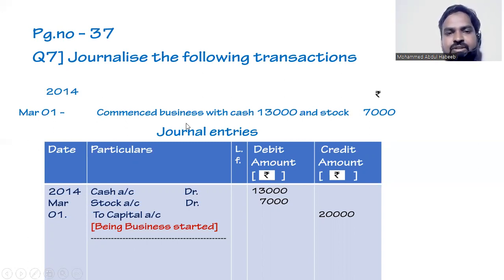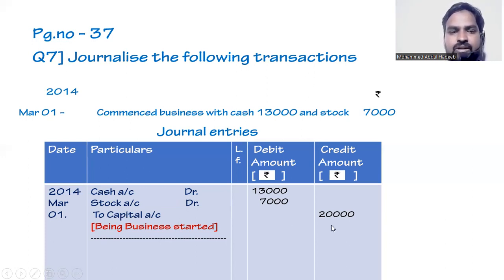Commenced business means the business has been started. The business has been started with an investment of cash 13,000 and stock worth rupees 7,000. So as per the rules of real account, whatever is coming into the business should be debited. So in this transaction, cash is coming into the business as well as stock. So cash will be debited and stock will be debited. So the journal entry will be cash account debit 13,000, stock account debit 7,000, to capital account 20,000.